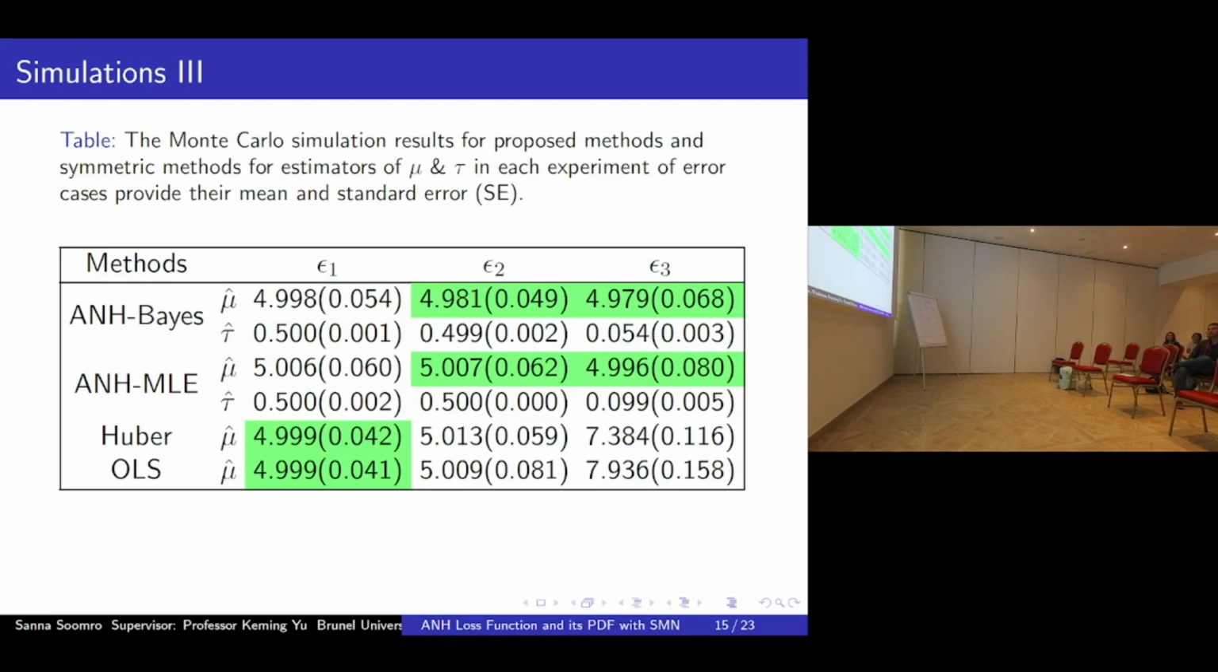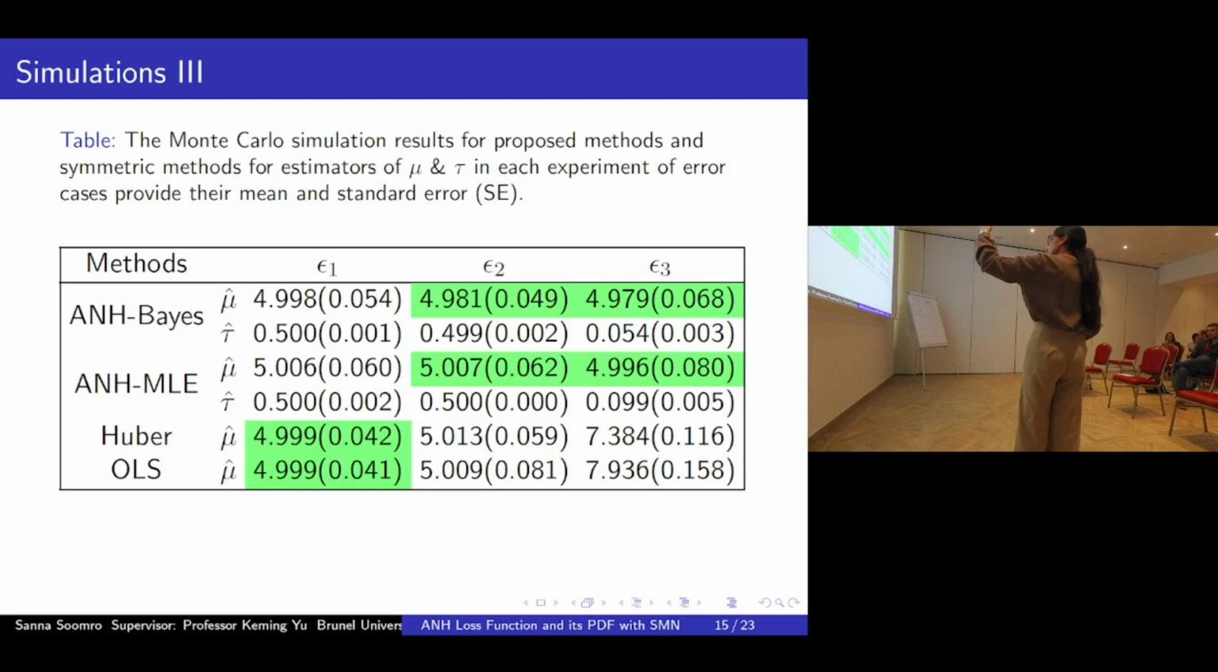Now you can see if we have epsilon following a normal distribution, the symmetric methods perform the best, because obviously they work best in a symmetric case. But with the second case of epsilon, the T distribution, the proposed method performs the best. Then the same for the third case, epsilon following a skewed T distribution, they also perform better than the symmetric methods. Especially you can see the symmetric methods perform poorly because they don't take asymmetry into account.